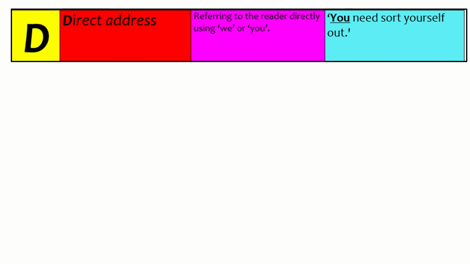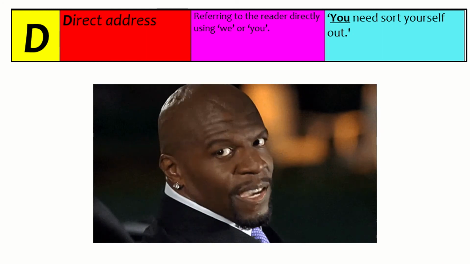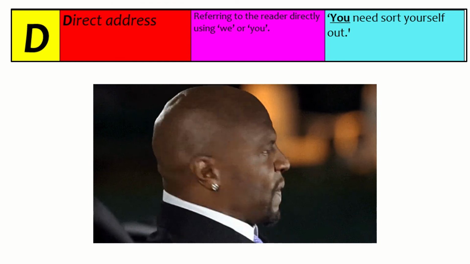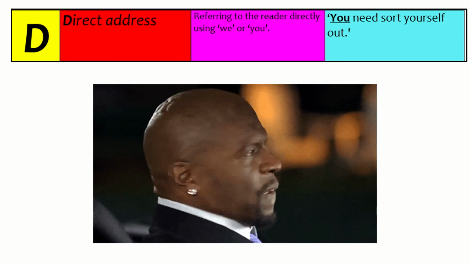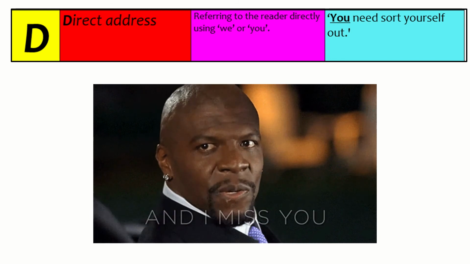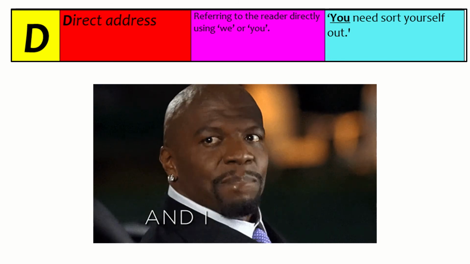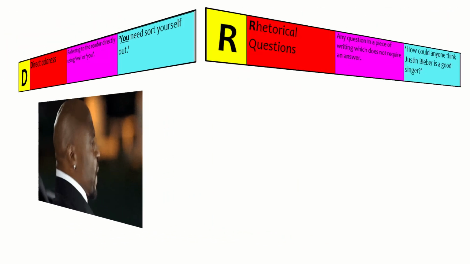So D is direct address. The definition is referring to the reader directly using we or you. An example would be, you need to sort yourself out. The whole idea of direct address is if you use we and you, it feels like you're talking directly to that one person. So if you were doing a speech, you could say something like, don't we all agree? What do you think? Also, if a reader is getting a bit bored, if you use the word you and get them involved, it might perk them up a bit.